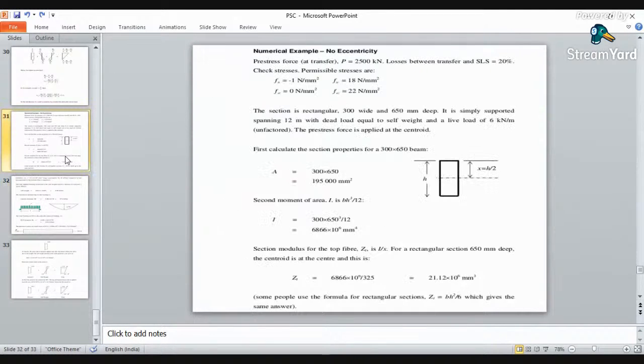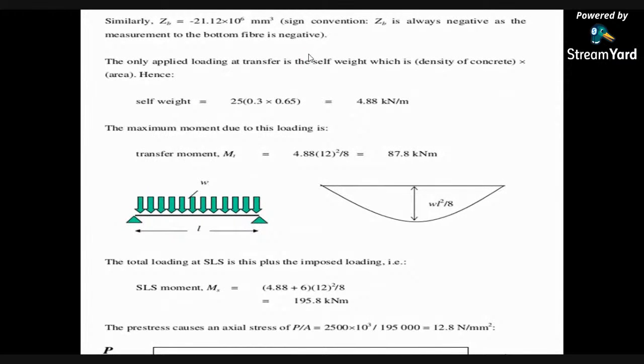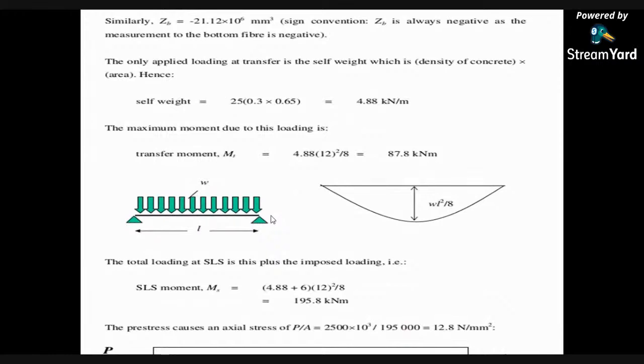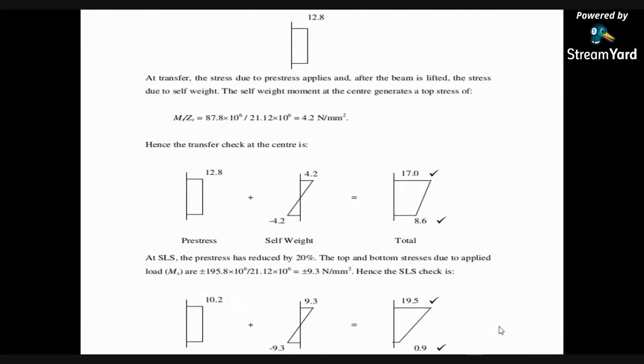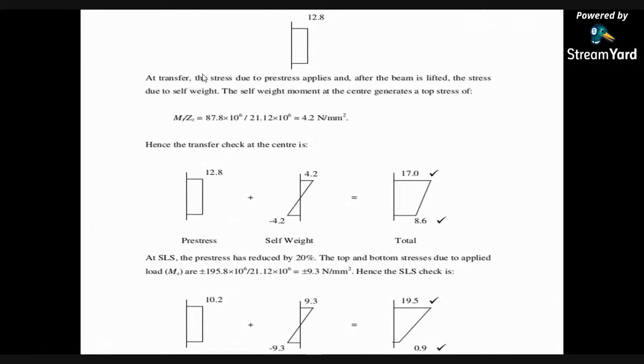So pre-stressing force is given to us as 2500 kilonewton. Okay, 2500 kilonewton into 10 raised to power 3 newton divided by the area. Area is your 195,000 mm square. So we are getting 12.8 newton per mm square of stress, or the direct stress. Okay, that is the 12.8. So this will be a uniform stress of 12.8 on both sides, that is either on tension side and compression side. Then at transfer, the stress due to pre-stress applied and after the beam is lifted, the stress due to self-weight.